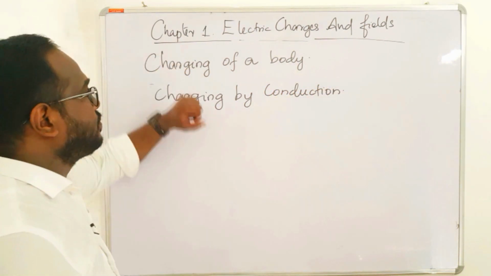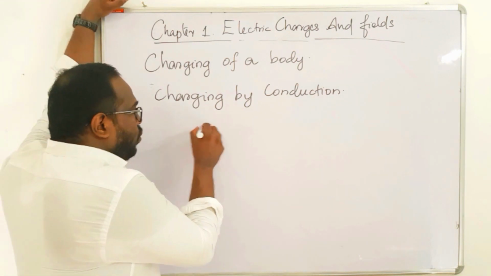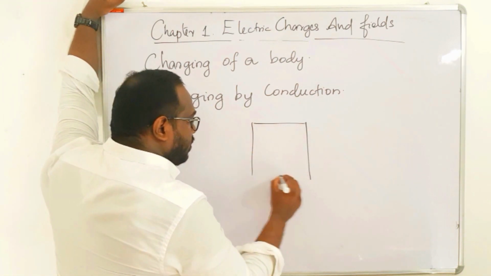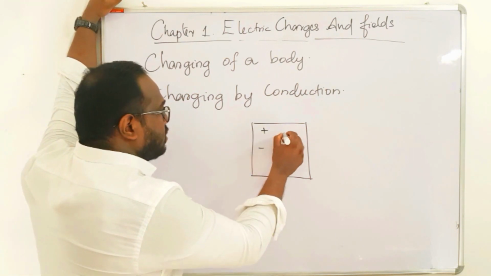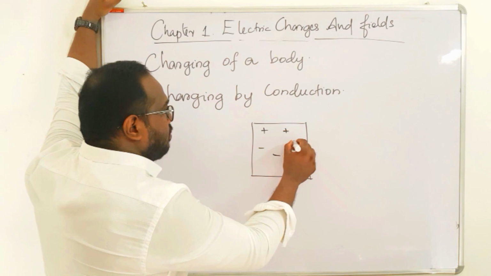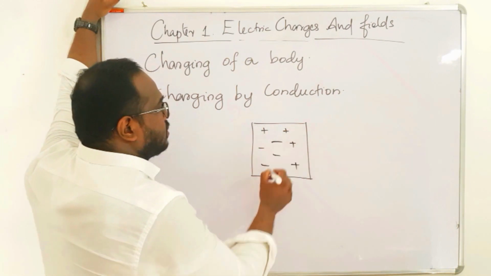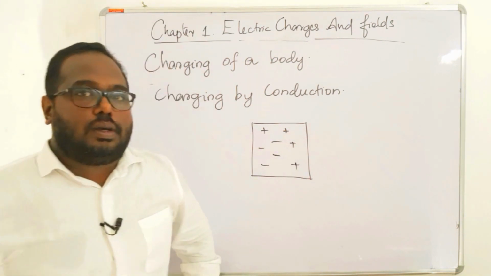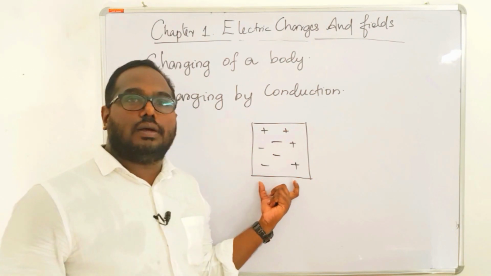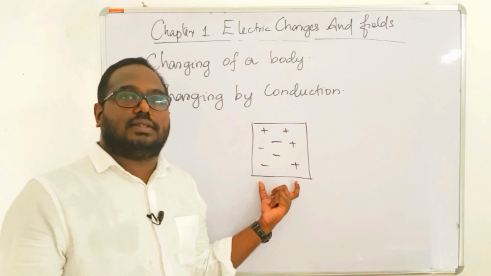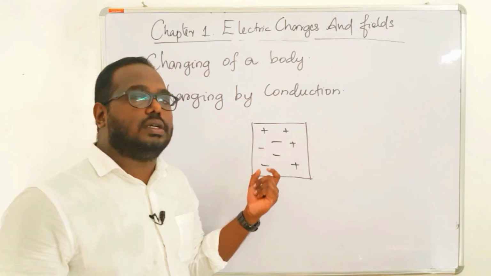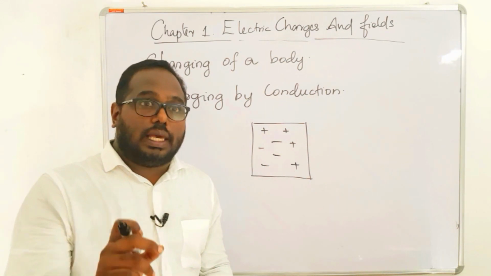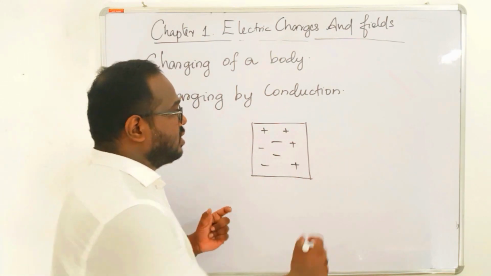Charging by conduction. If you want to charge a body, this is a body. It contains plus, minus, plus, minus, plus, minus, plus, minus. Okay, so is there any charge in this body? Your answer will be yes, because these are the charged particles, right? Elementary particles possessing charge. But if I ask you, is there any net charge? Net charge is zero.